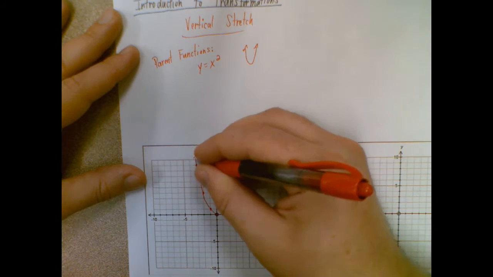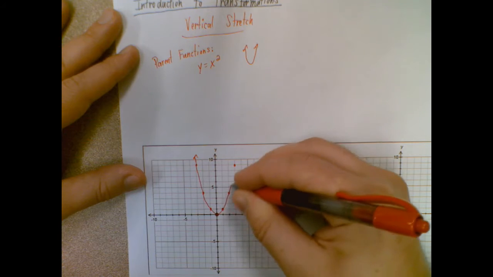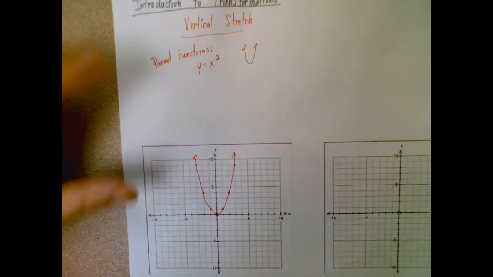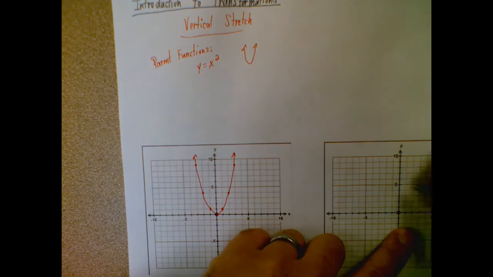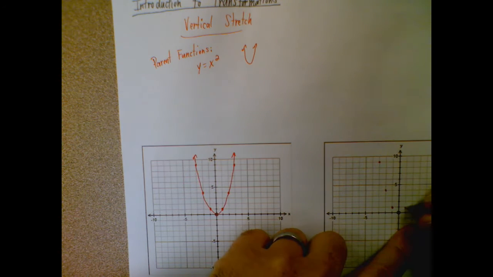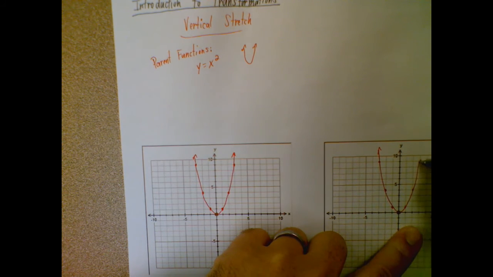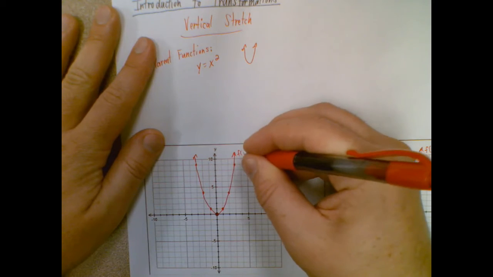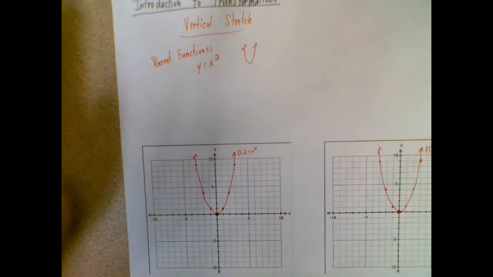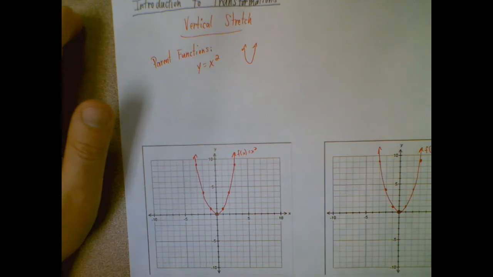For both of our examples today, we are going to be starting with that base function. So let's go ahead and get these on there so we don't have to worry about them later. Both of these are x squared, or y equals x squared, however you want to write it.